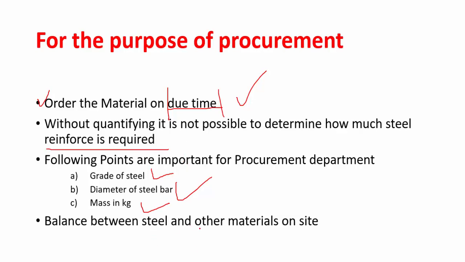Then the balance between steel and other material on site. Okay, so once they know all these details, they will be able to balance the steel bar on site and how much we need to call for the material. So these are basically all the functions why we need to quantify the steel. I hope you get all the points. You need to understand it is a site requirement, it is a cost requirement, and there is a procurement requirement.